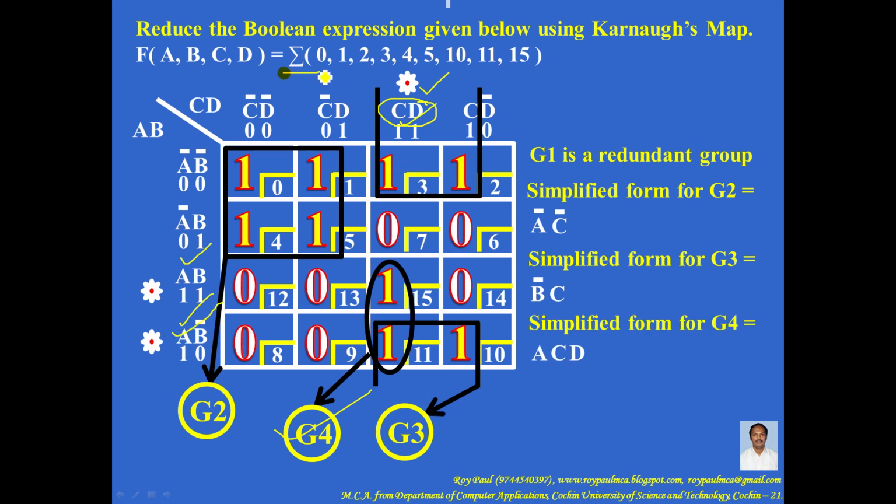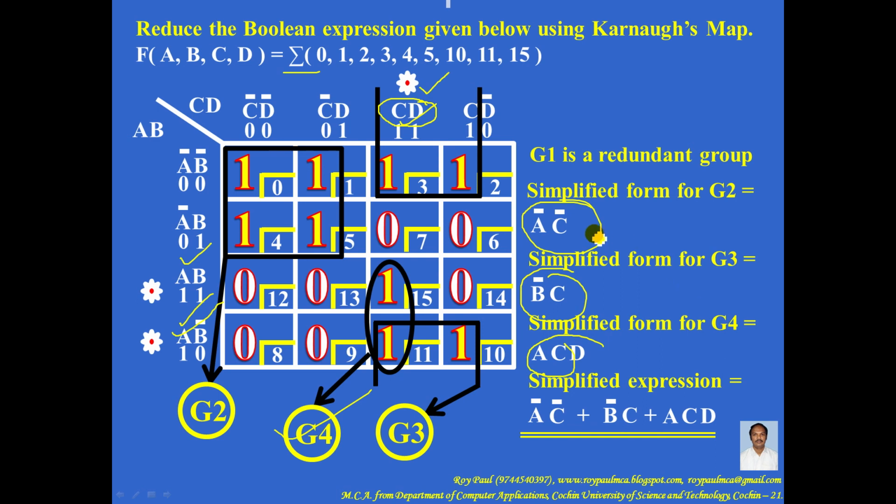Now sigma means sum, which means you need to add all the terms. So the final simplified expression is you need to add these 3 terms. So for this Boolean expression, this is the simplified form using K-map.